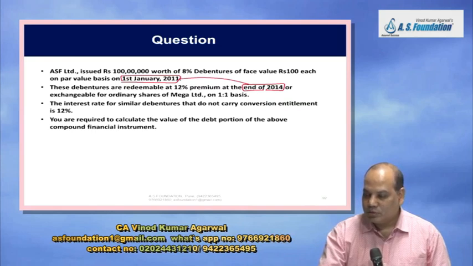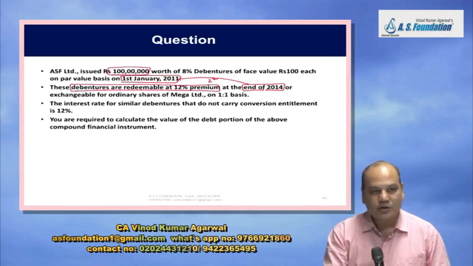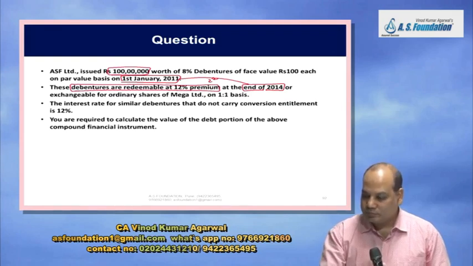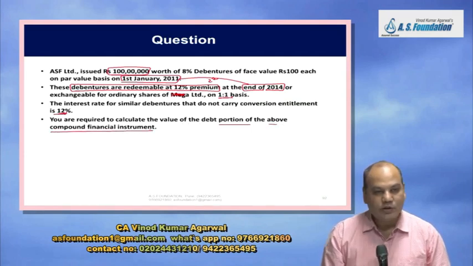4 years. And redeemable at a premium of 12%. So 1 crore plus 12% means 1 crore 12 lakh. Right? Or exchangeable for ordinary shares of ASF Limited on 1:1 basis. The interest rate for similar debentures that do not carry conversion entitlement is 12%. You are required to calculate the value of the debt portion out of the above compound financial instrument.